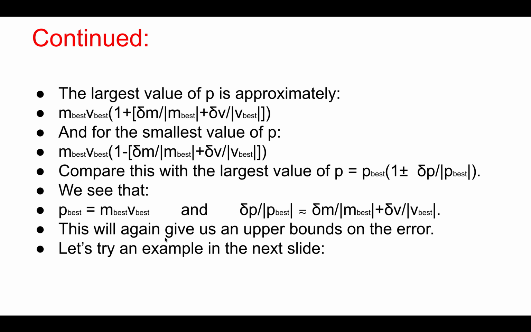We see that p best is just m best times v best, which I'm sure you could guess. And this delta p over the magnitude of p has to be this group here. It's actually an approximation because we threw away the fourth term. So basically, for fractional uncertainties, you just add the fractional uncertainties. Okay, let's do an example.